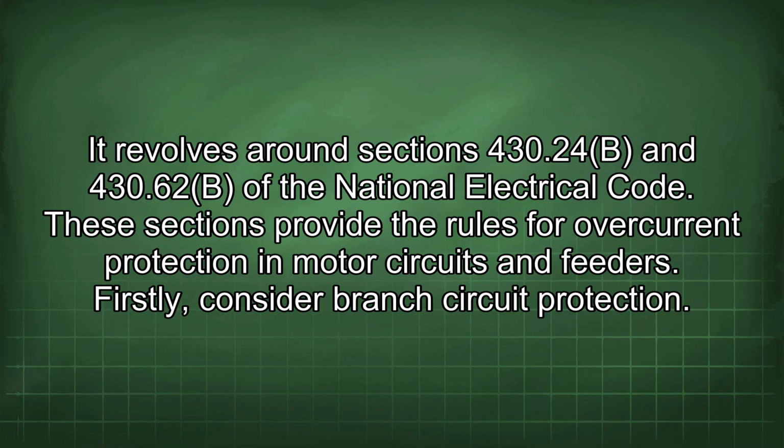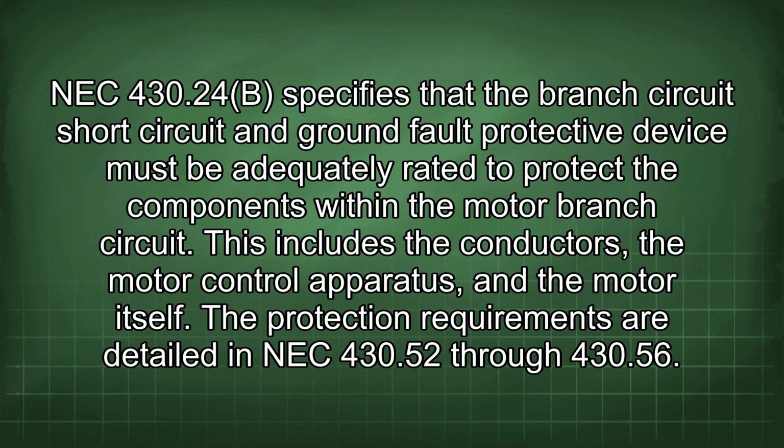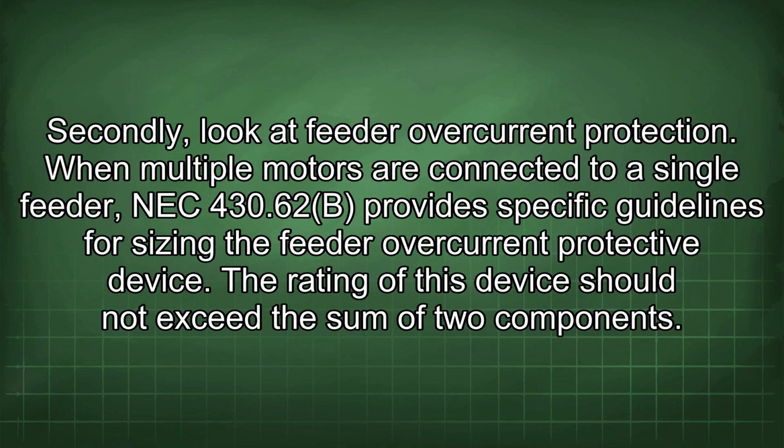Firstly, consider branch circuit protection. NEC 430.24(b) specifies that the branch circuit, short circuit, and ground fault protective device must be adequately rated to protect the components within the motor branch circuit. This includes the conductors, the motor control apparatus, and the motor itself. The protection requirements are detailed in NEC 430.52 through 430.56.